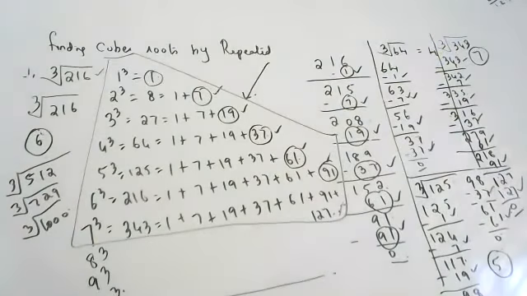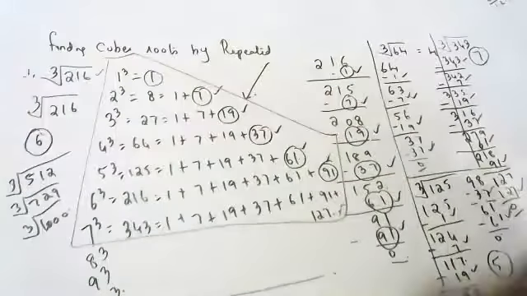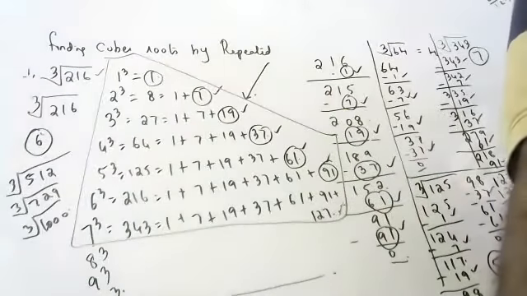Is that okay, children? You have to practice this. Write 8 cube, 9 cube, 10 cube in sequence and find their cube roots, then you'll get an idea of what continuous subtraction for finding cube roots is.